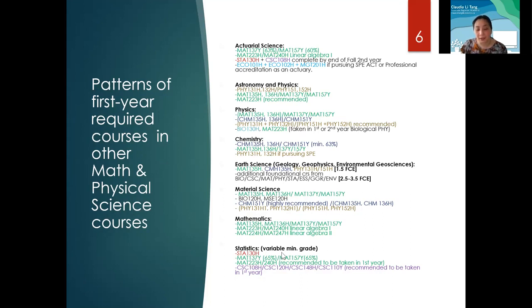Statistics is also another one that is more competitive and requires a variable minimum grade of course average among these courses: Stat 130, Math 137, or a combination of 157. Again, achieving the minimum mark does not guarantee admission. This past year, for example, I believe that the average was in the high B's.